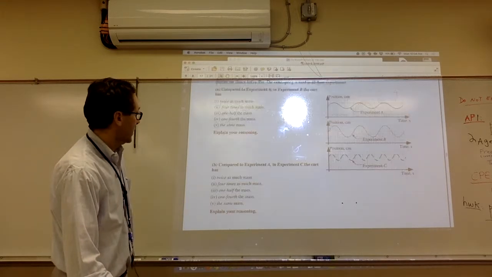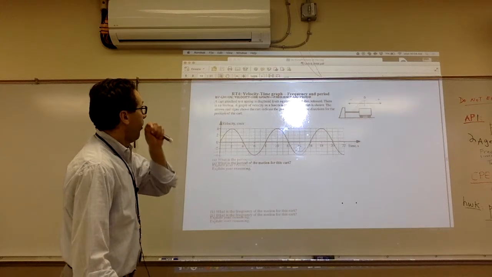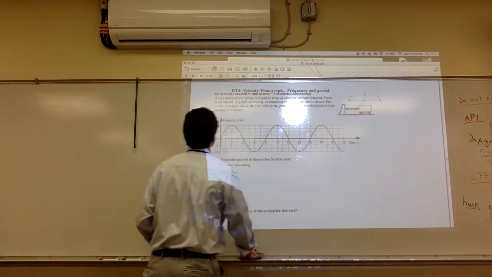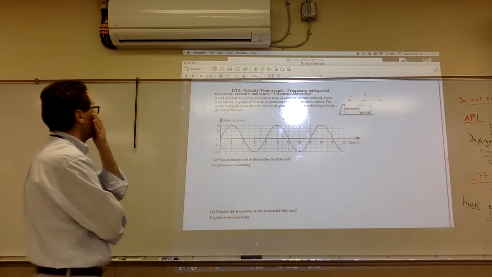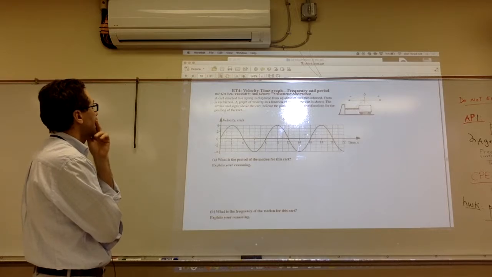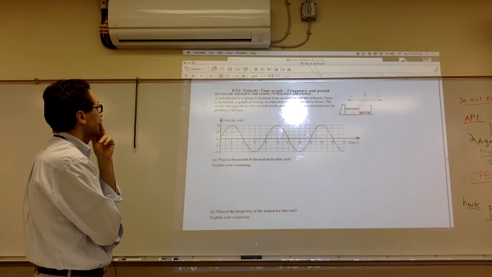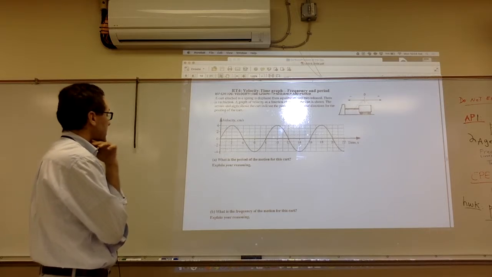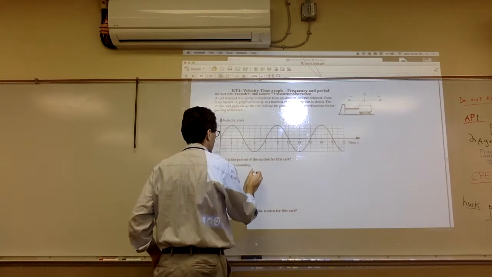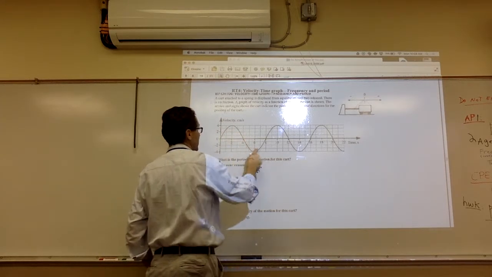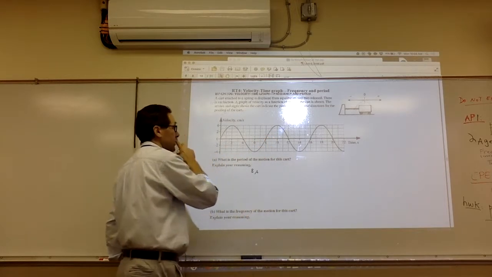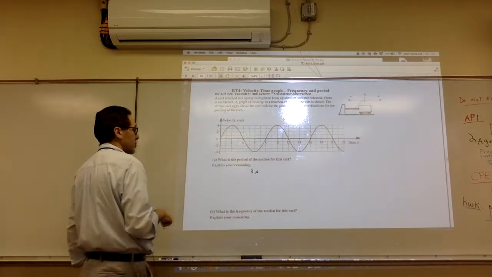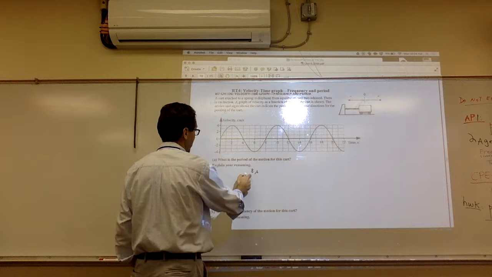Okay. Now let's look at RT4. The first question: what is the period of the motion of this cart? Well, the period is just 8 seconds. You just have to read from the graph. You just have to see one cycle. As soon as you start to repeat, you stop and you read that number. So it's 8 seconds. What is the frequency? Well, the frequency is just the reciprocal of the period, so 1 over 8.